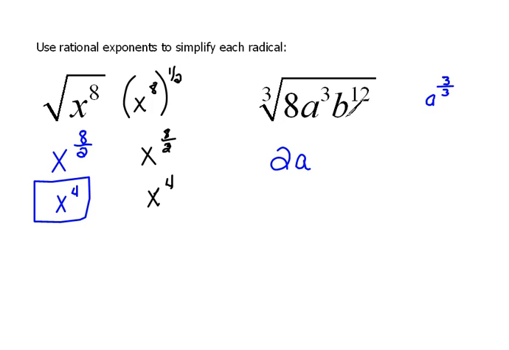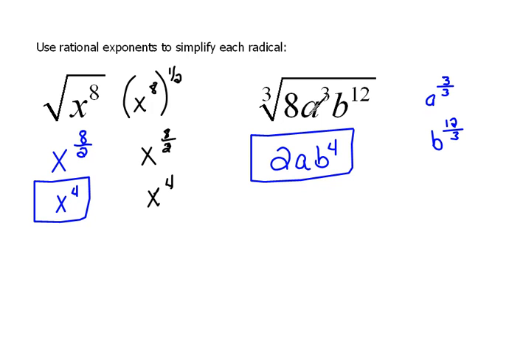For the b's, we could do the same thing. We could either change it over to a fractional exponent. The power is 12, the root is 3, and 12 over 3 would reduce down to 4. Or we could just look at this and say 3 will go into 12 4 times. So that would be the same thing as saying 2a b to the 4th.